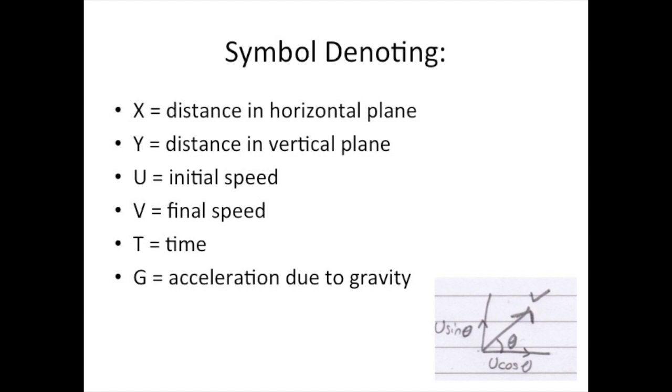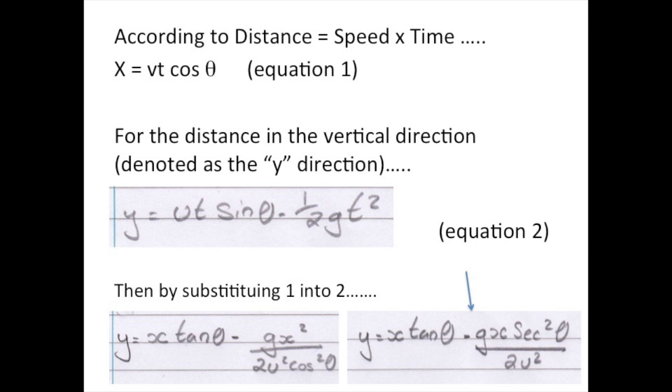Now we can see in the bottom right there is a vector diagram showing in the vertical direction we have V sin theta, and in the horizontal direction we have V cos theta, to show that we will bring trigonometry into these calculations. According to distance equals speed times time, we can say that x equals Vt times cos theta. And then if we look at the vertical direction, or y, we can see that y equals ut times sin theta minus a half gt squared, from s equals ut plus a half at squared.